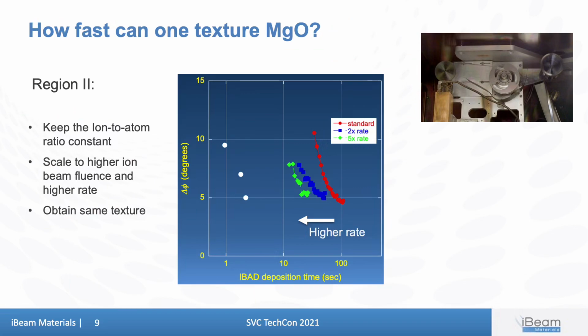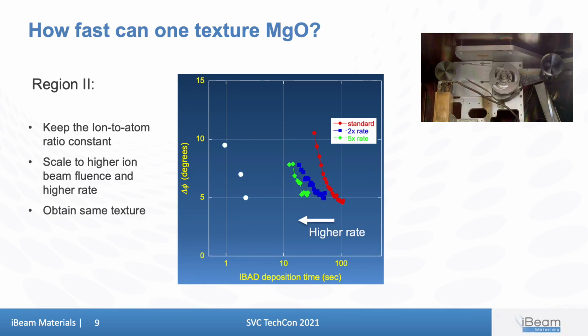I want to focus briefly on 2 topics regarding the IBAD-MgO process. The first one concerns how fast the IBAD texturing can be. Early on, it was recognized that a key parameter for IBAD texturing is the ion-to-atom ratio. And the question is whether we can attain the same level of crystalline alignment by scaling the deposition rate and ion flux together. The answer is yes, at least to first order.